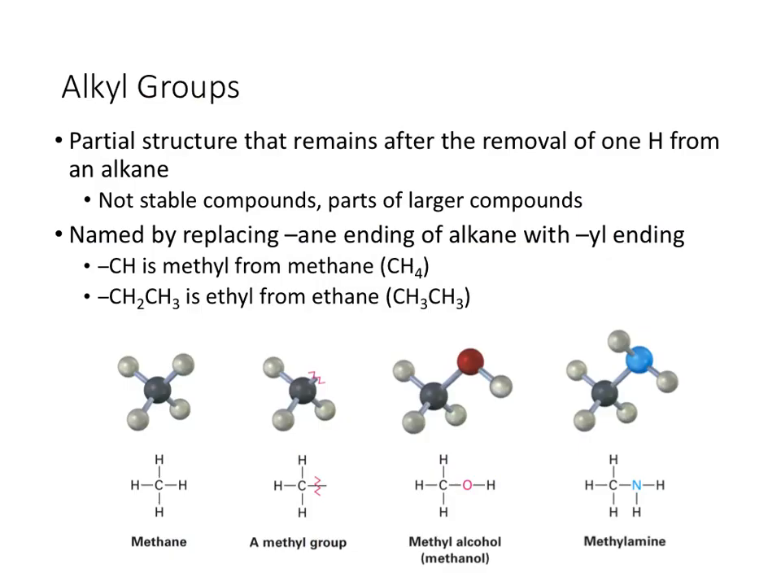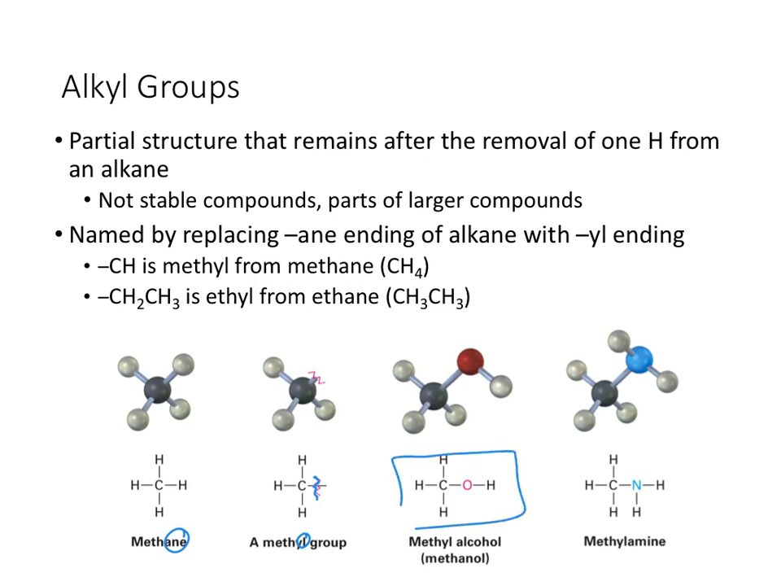Now there's also something that's called an alkyl group. That's a partial structure that remains after the removal of 1 hydrogen from an alkane. These are not stable compounds, but they're parts of larger compounds, and when we get to naming, we will be referring to alkyl groups. So methane is CH4. If you remove a hydrogen, that's called a methyl group. So the ANE becomes a YL. So this little squiggly means that's the point of attachment to the rest of the molecule. And this ends up being important in naming.